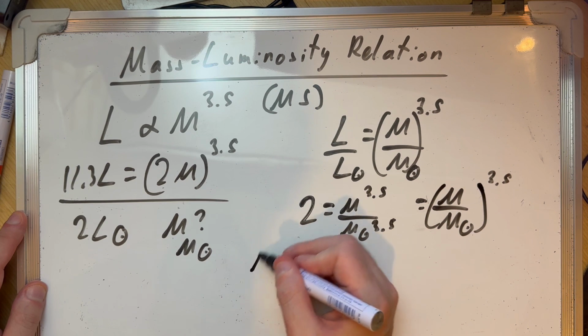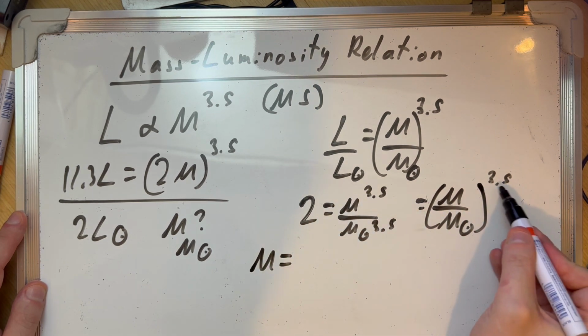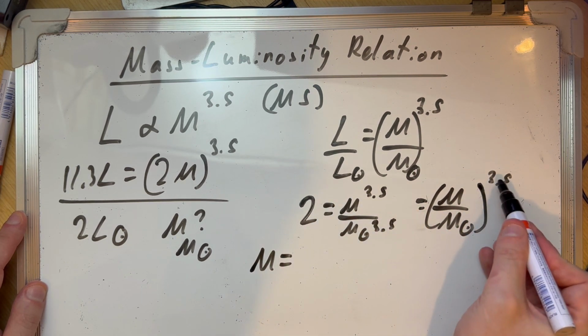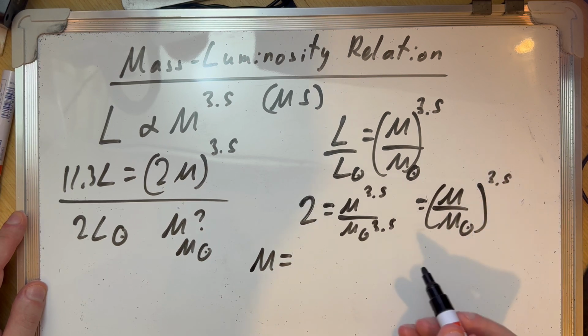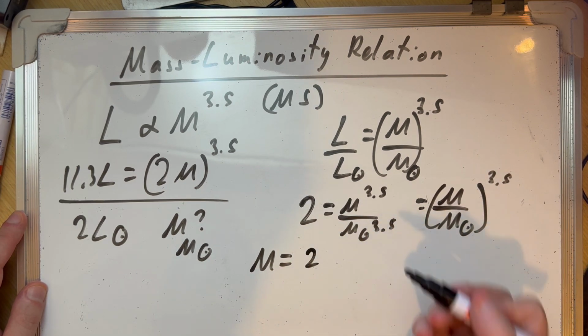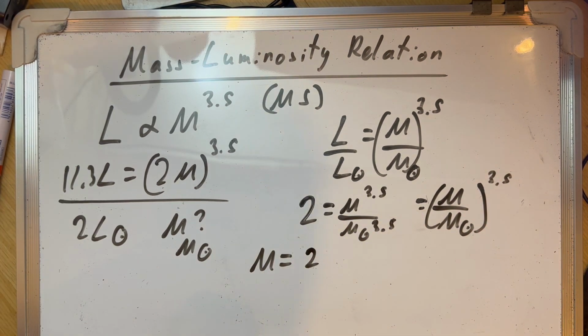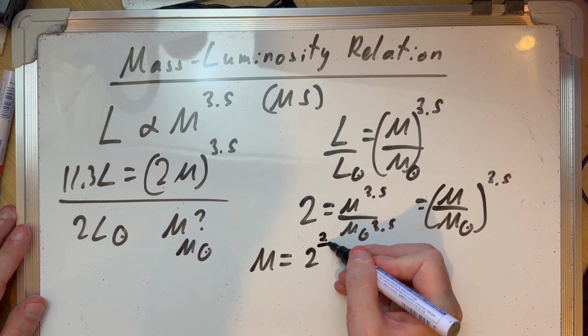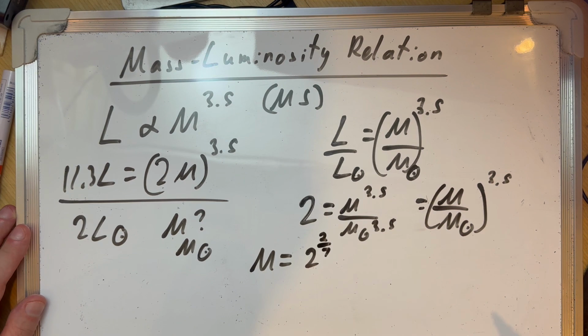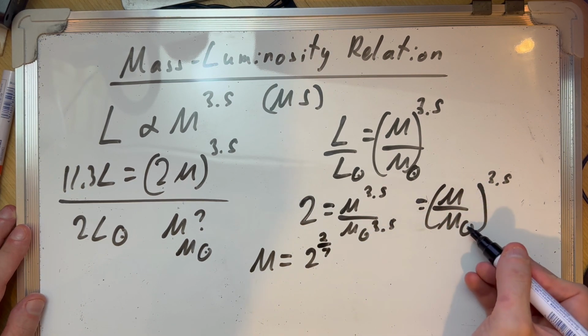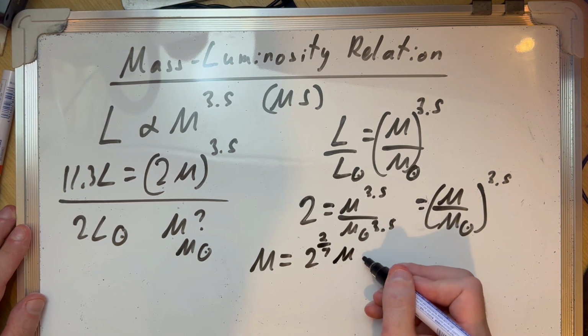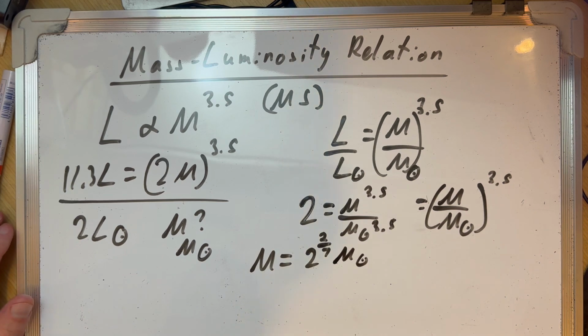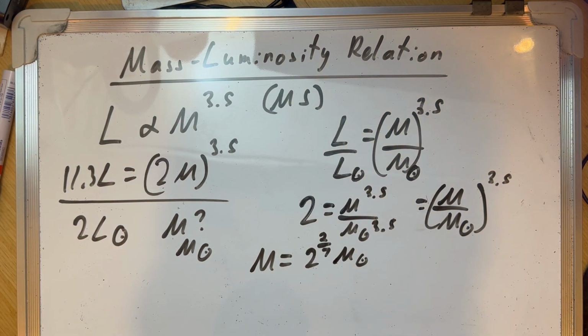Which means that m must equal, so take this over, how do I invert this function here? That's 2 to the power of 1 over 3.5, and that's 2 over 7. So that's m over m sun, so just multiply by m sun here. That was the tricky bit. So you've got to invert that fractional index.